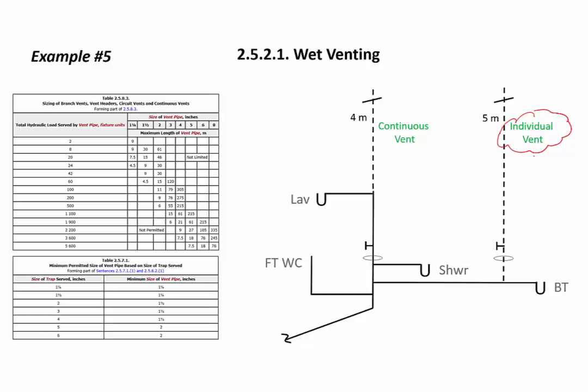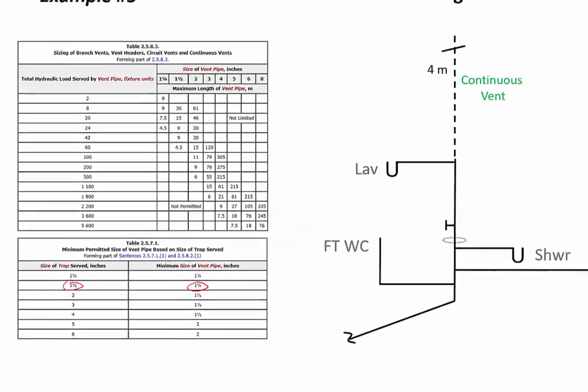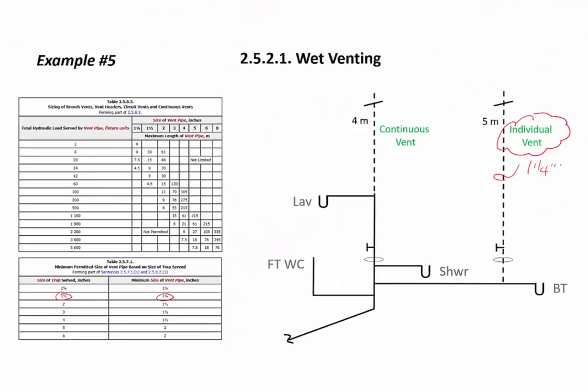So individual vents are actually directly sized from table 2571, and it's based on the size of the trap served. So for the bathtub, we had a 1.5 inch trap, minimum size of vent 1.25 inch. So individual and dual types of vents are directly sized from table 2571. And all other dry vents must also, at minimum, meet table 2571.